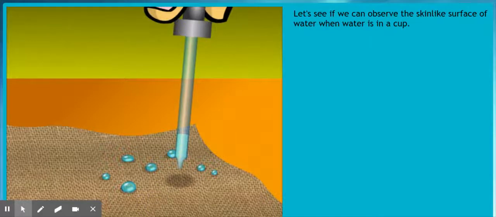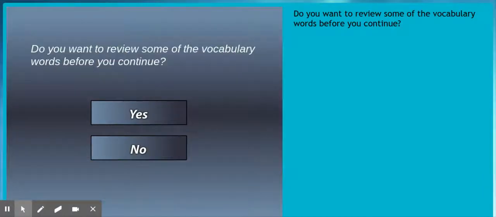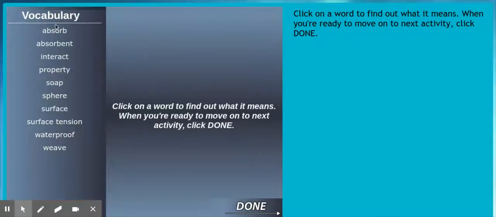Let's see if we can observe the skin-like surface of water when water is in a cup. Do you want to review some of the vocabulary words before you continue? Click on a word to find out what it means. When you're ready to move on to the next activity, click Done.